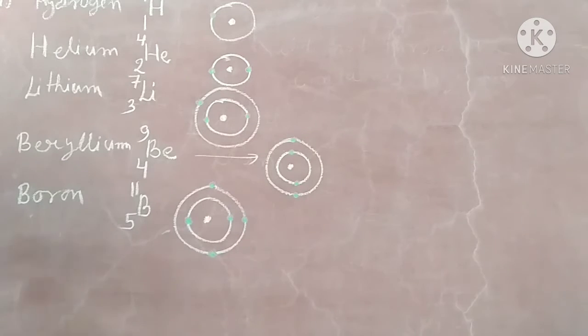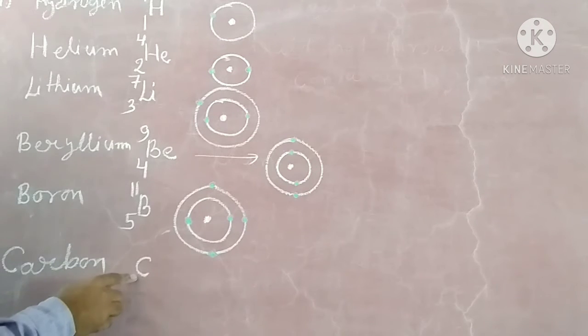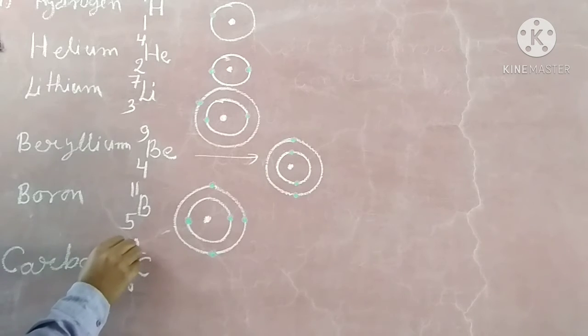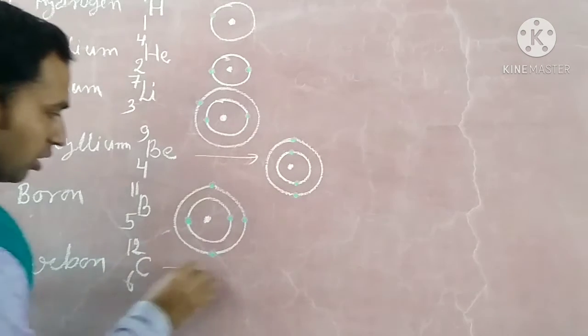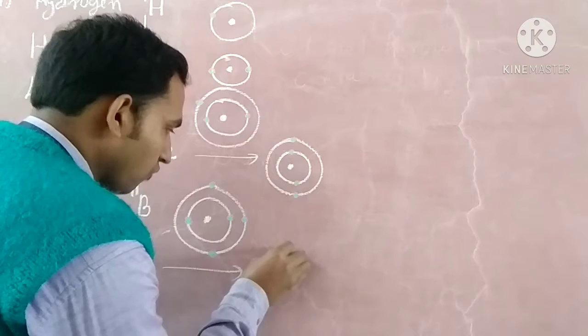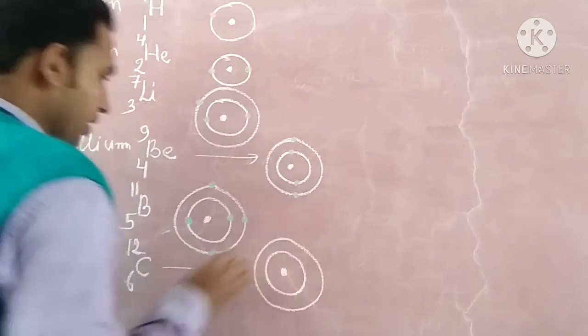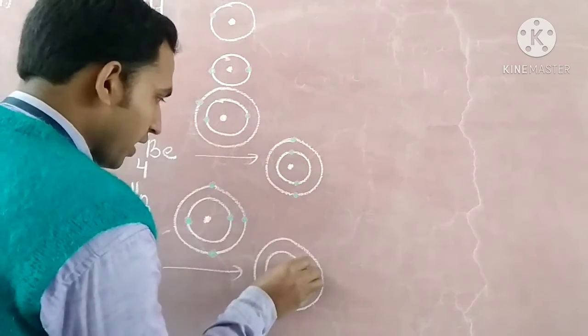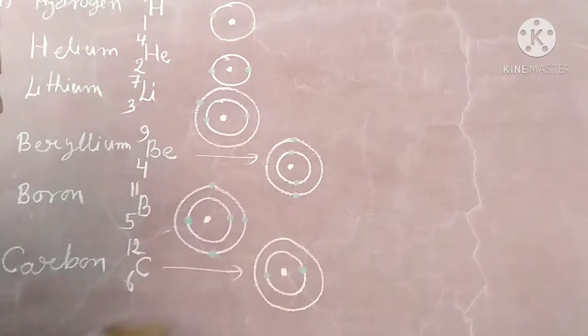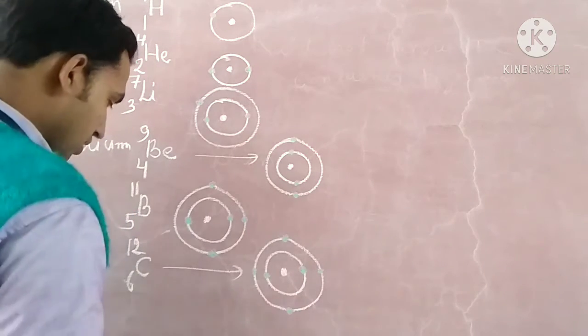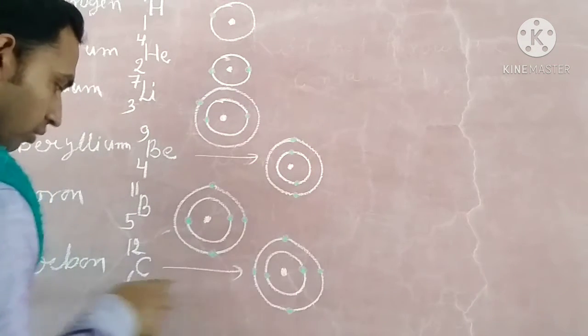Similarly, next, 6, carbon. The symbol is C. Atomic number 6, mass number 12. The schematic diagram: first cell, second cell, and nucleus. Number of electrons: first cell has 2, second cell 1, 2, 3, 4. Okay, 2 plus 4, 6.